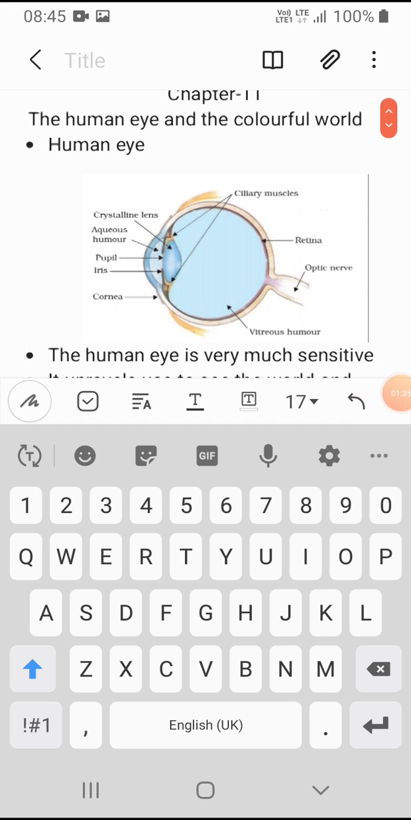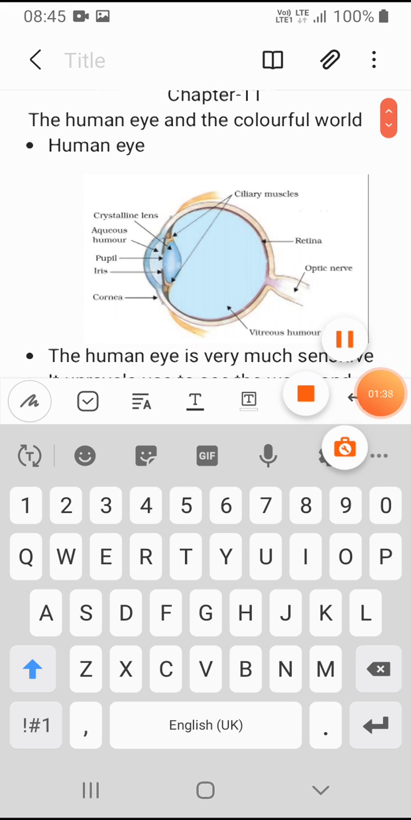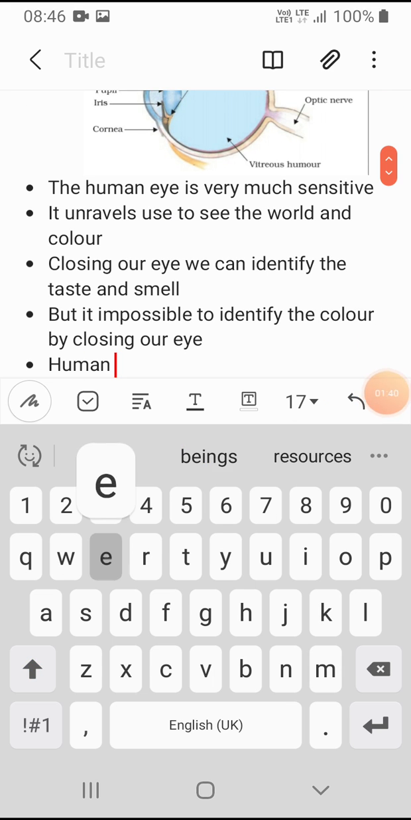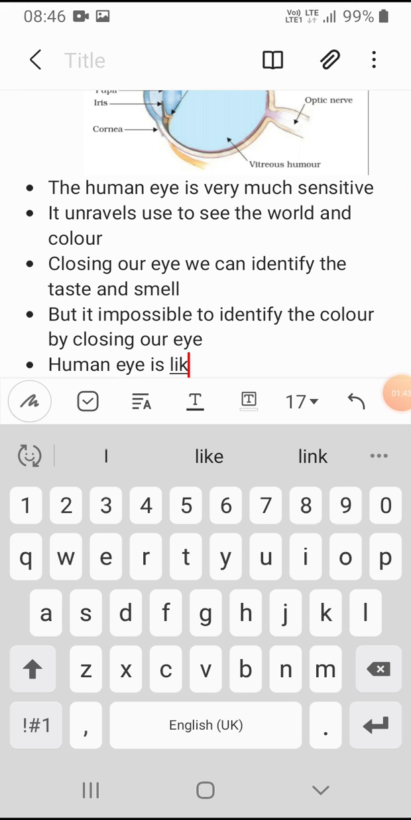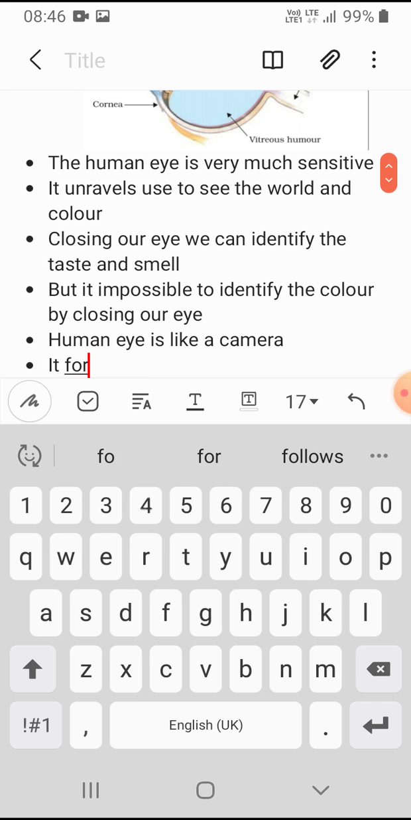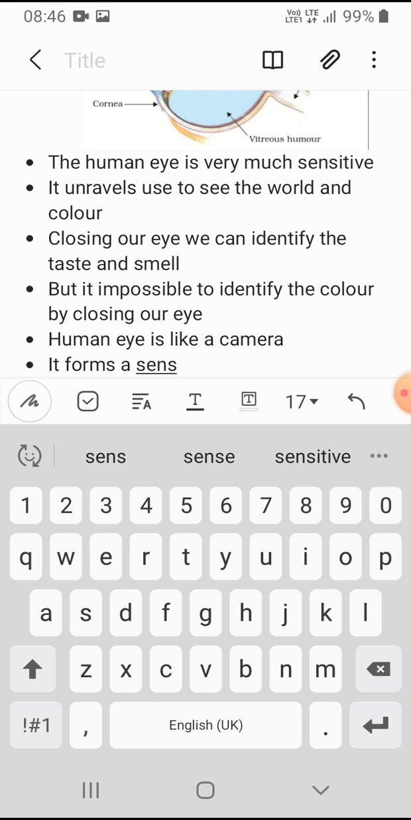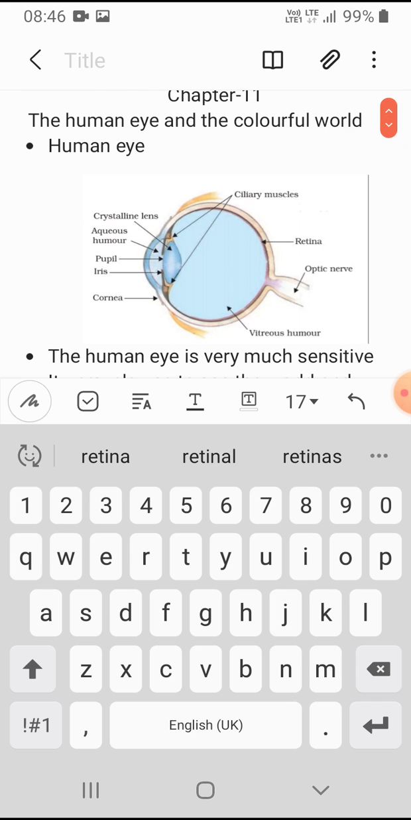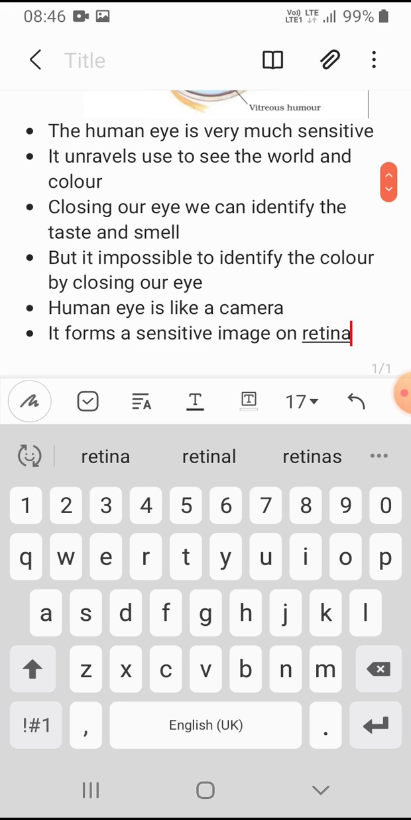This is a photo of what all the eye has. The human eye is like a camera. The human eye forms an image on the retina. See here, this is the retina, the wall on which the image will be formed. Whatever you see, that image will be formed there.